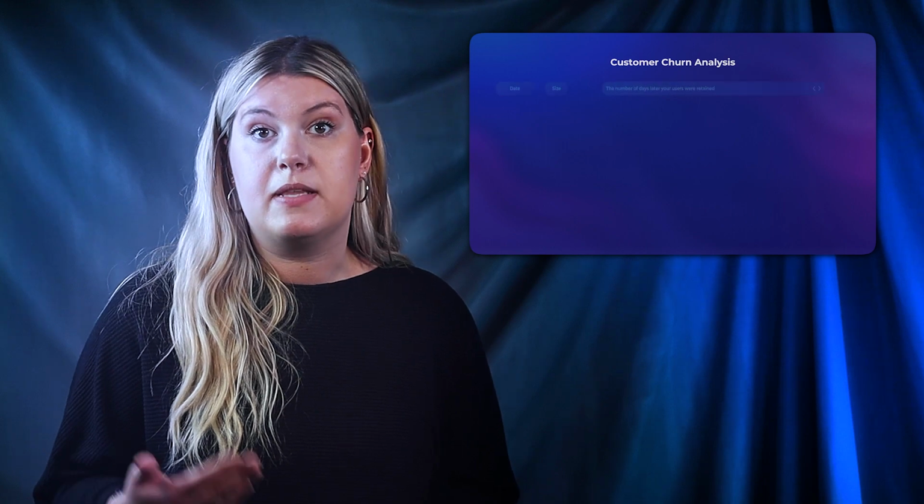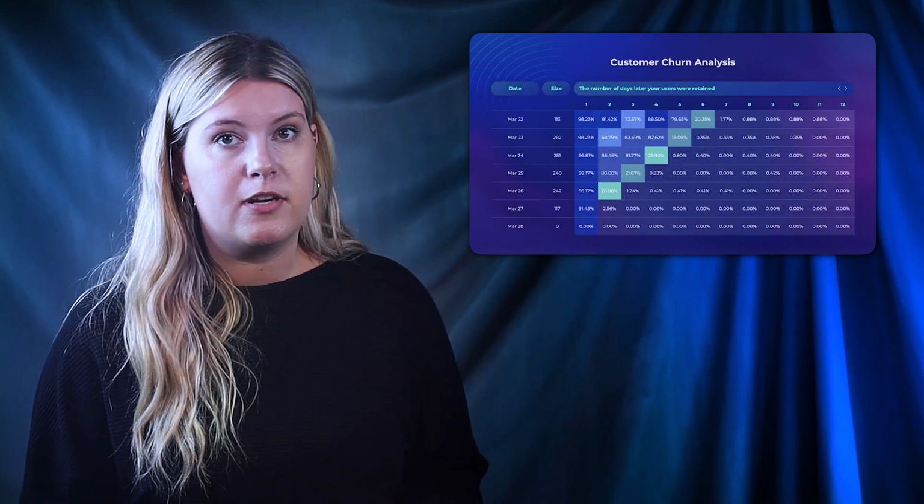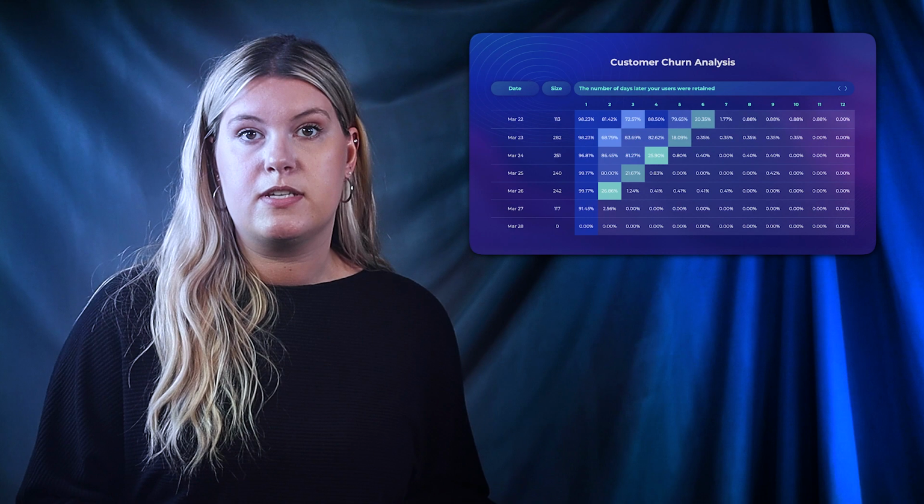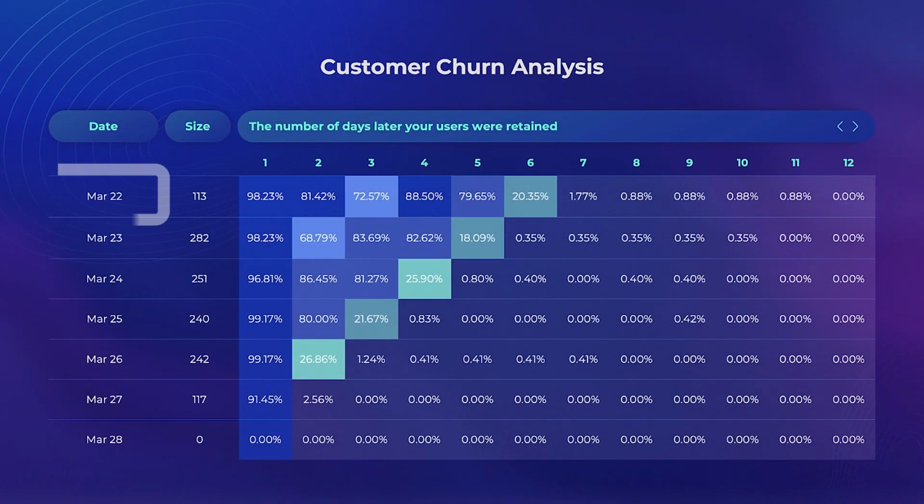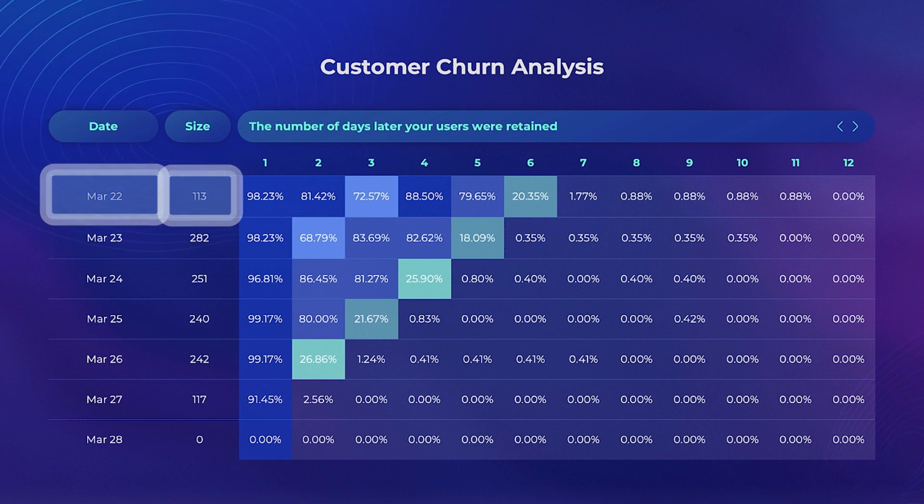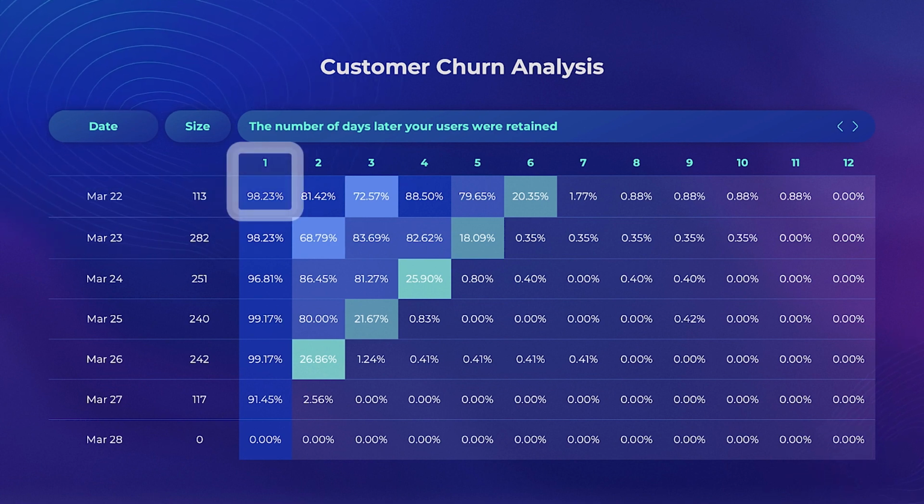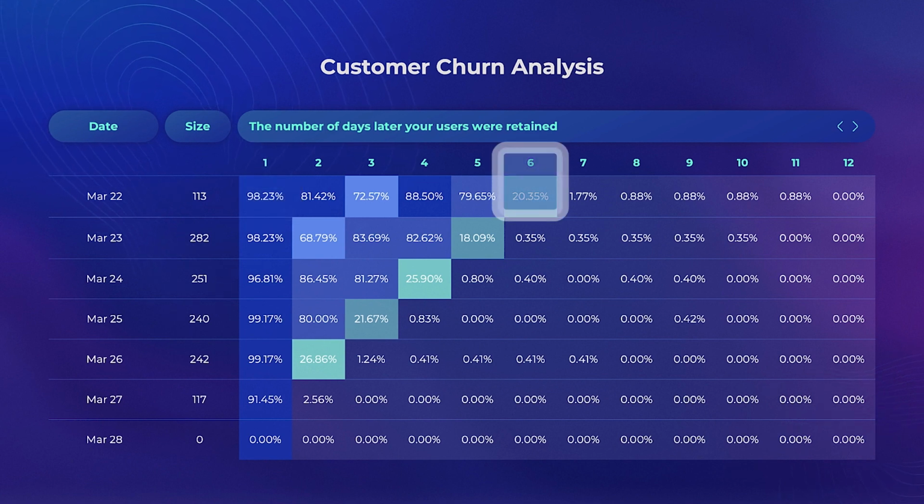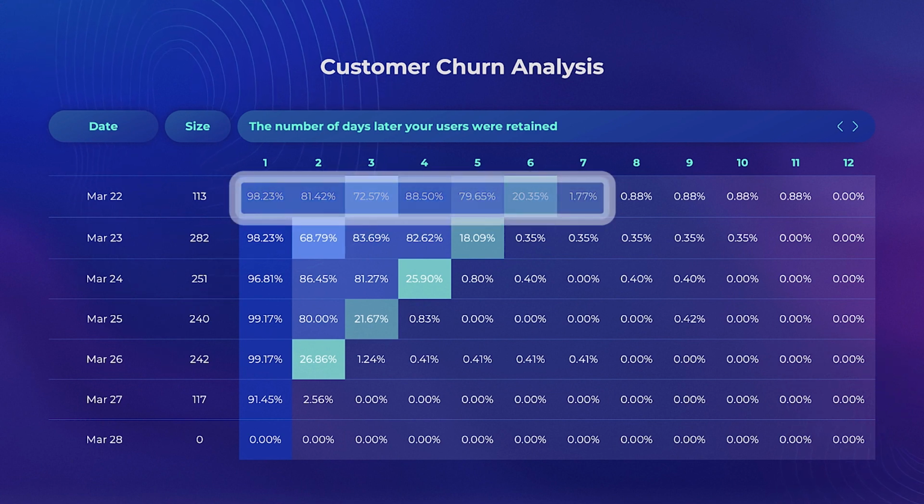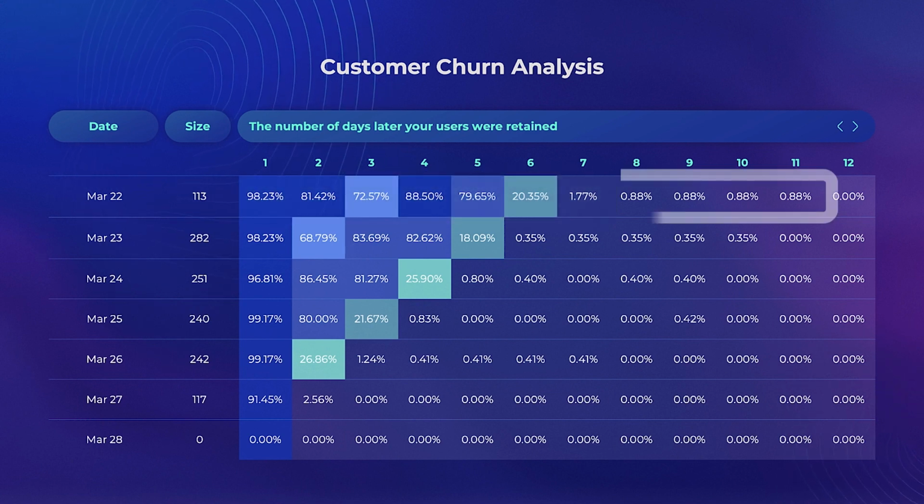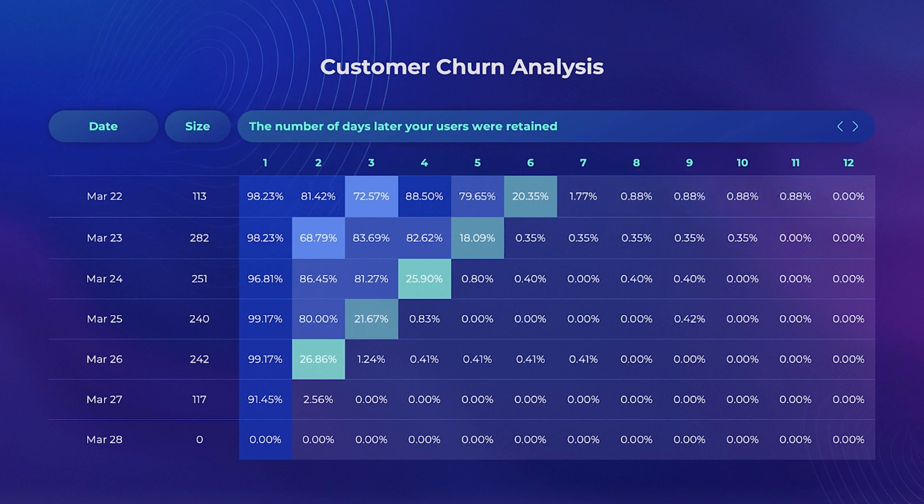After the MVP has been launched, use a customer churn analysis table to group users into cohorts and track retention. For example, on March 22nd, 113 users joined, and by the end of the first day, 98% remained. By the sixth day, approximately 20% remained. Typically, the more time that passes, more users are lost, but up to a point, these churn rates should stabilize. Otherwise, it might be time to rethink the product and go back to the drawing board.